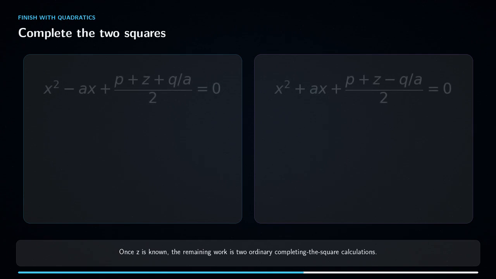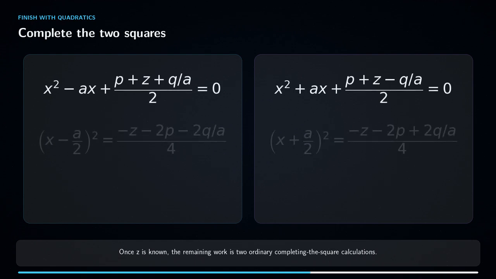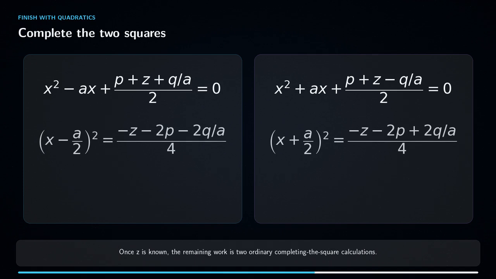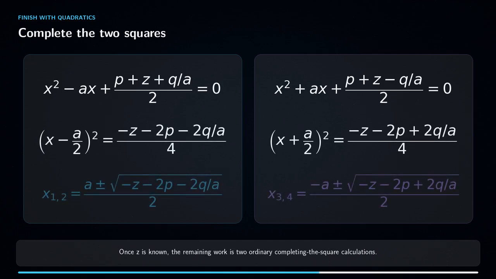Set each quadratic factor equal to 0. In the first, add i squared over 4 to both sides. This gives x minus i over 2 squared equals 1/4 times minus z minus 2p minus 2q over i. In the second, x plus i over 2 squared equals 1/4 times minus z minus 2p plus 2q over i. Taking the two square roots of each completed square produces all four quartic roots.